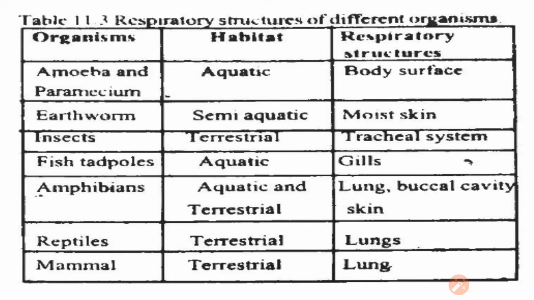Then look at insects, which are mostly terrestrial. They use what we call the tracheal system. And then we look at fish or tadpoles, which are aquatic. They make use of what? The gills. The amphibians are special organisms that live in both aquatic and terrestrial habitats, and they breathe through their skin, and also have external lungs and buccal cavity skin. Look at the reptiles. Reptiles and mammals are terrestrial, and they breathe through their lungs. We're going to learn that in a subsequent class.